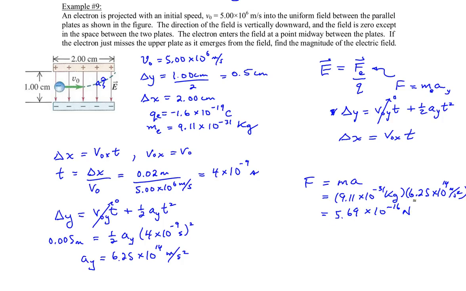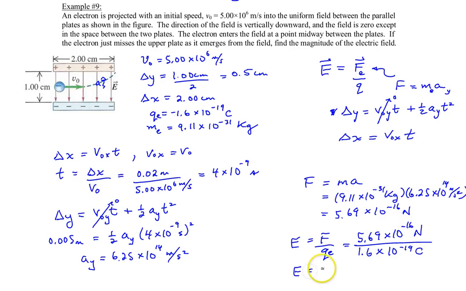And then our last step now is to find the electric field by taking the force and dividing by the charge of an electron. So that force is 5.69 times 10 to the power -16 newtons divided by the charge of an electron, which is 1.6 times 10 to the power -19 coulombs. And that gets us an electric field of approximately 3,559 newtons per coulomb, which we can say is roughly 3,560 newtons per coulomb. And that's it for example number 9.